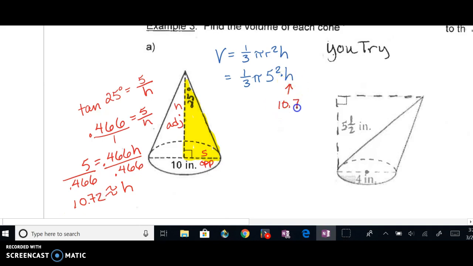Then we just plug that into the formula. So we've got 1/3 times pi times 5 squared times 10.72. And I'm actually using all the decimals in my calculator for that. And we get 280.7. So to the nearest whole number, that's going to be 281 inches cubed.